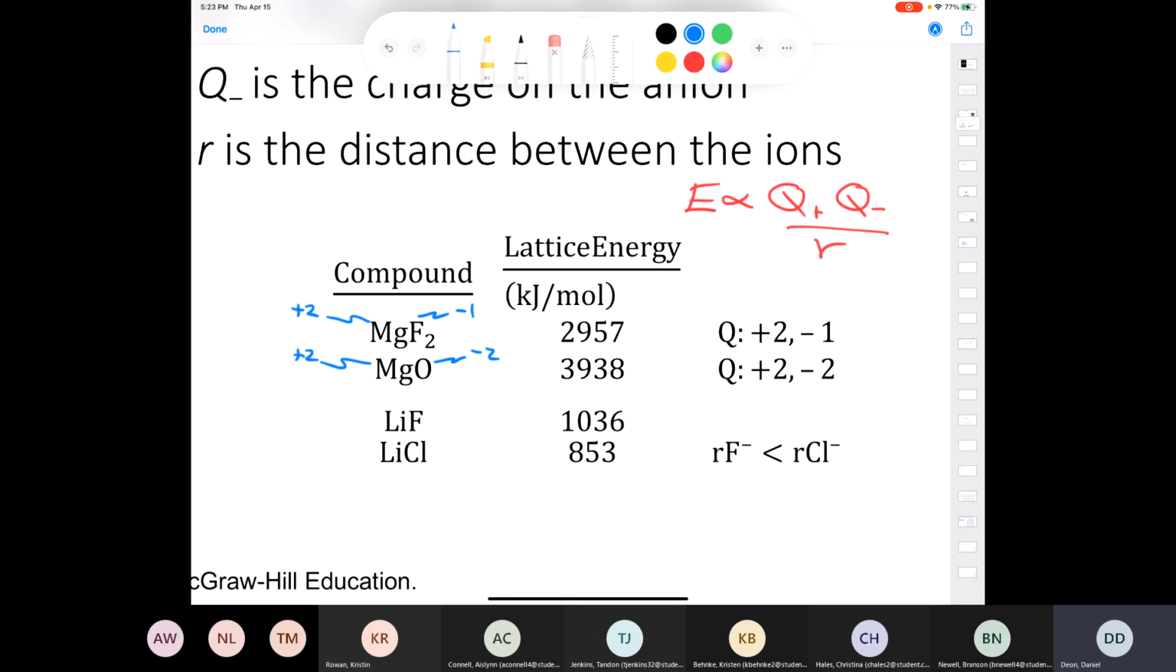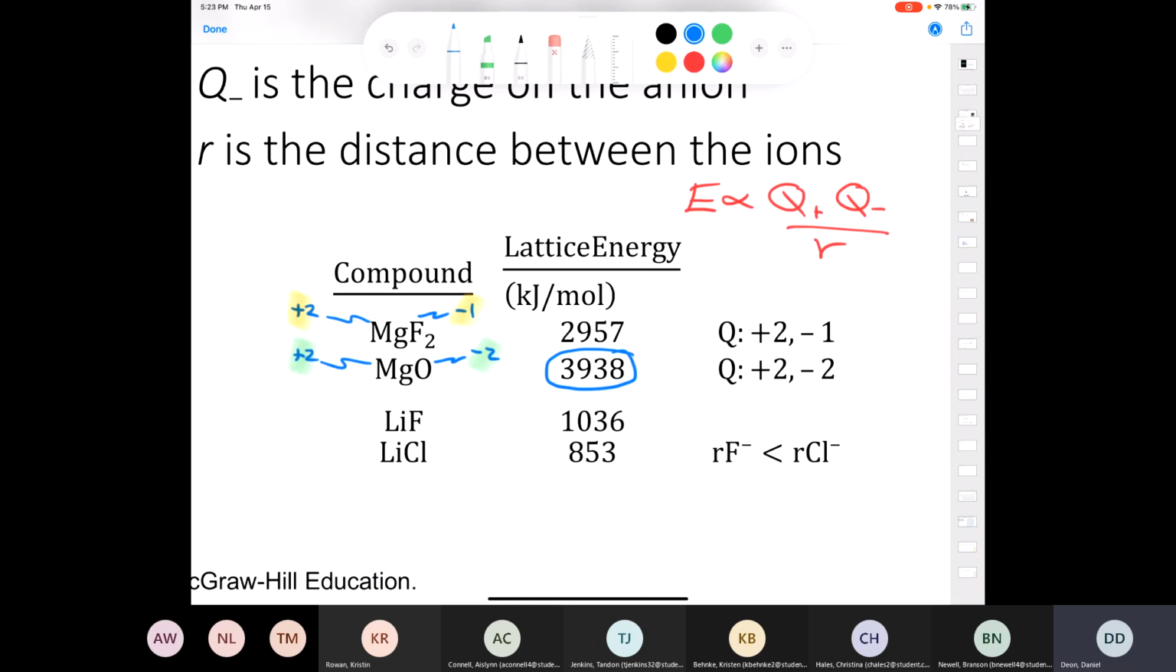Now, if you have +2 times -1, you get -2. And that is a smaller number than if you take +2 times -2, you get -4. So you can see why magnesium oxide would have a stronger or greater lattice energy, because the product of the charges of the cation and the anion is going to be greater.